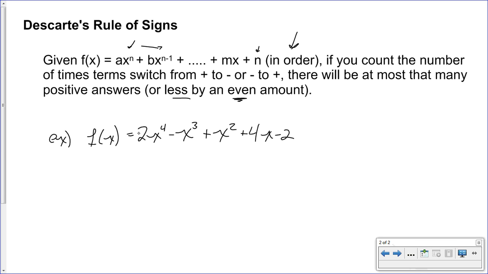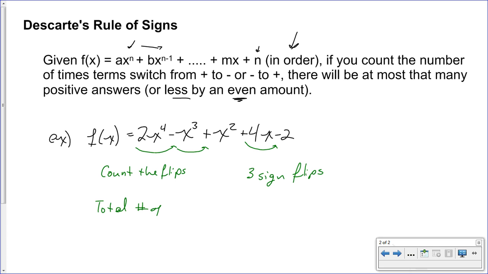So now, count the number of times it changes signs. So this 2 is positive, this is negative. So that's one sign change. Negative to positive, that's another sign change. Positive to positive, it stays. Positive to negative, that's another sign change. So you want to count the flips. And in this case, we have 3 sign flips. So that means our total number of positive answers will either be 3 or 1.